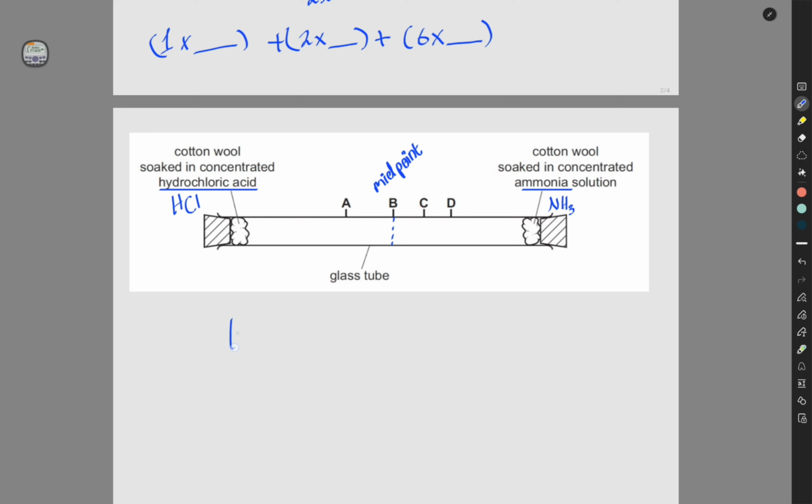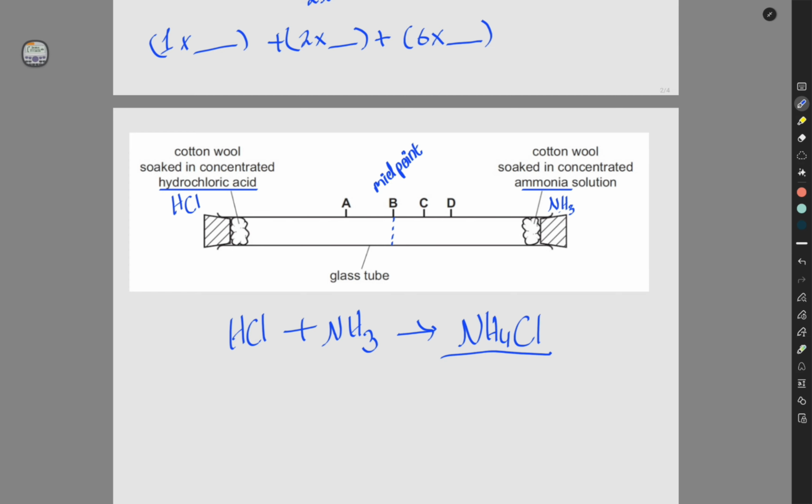Okay, when HCl and NH3 react together, they give you a certain compound, and this compound has white smoke in the air. If you see white smoke in a certain area, just know that the product of NH3 and HCl has formed. What is the product? It's NH4Cl.